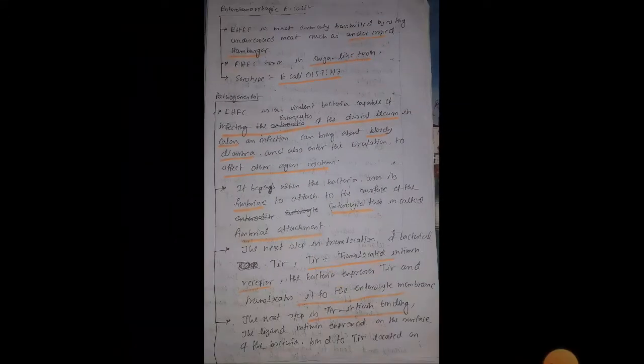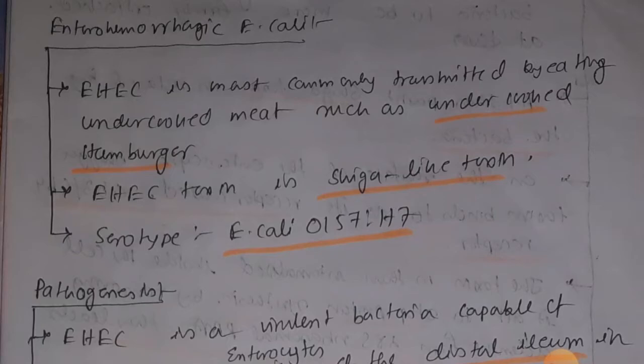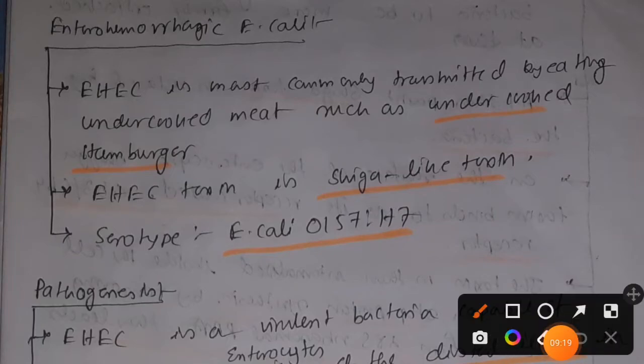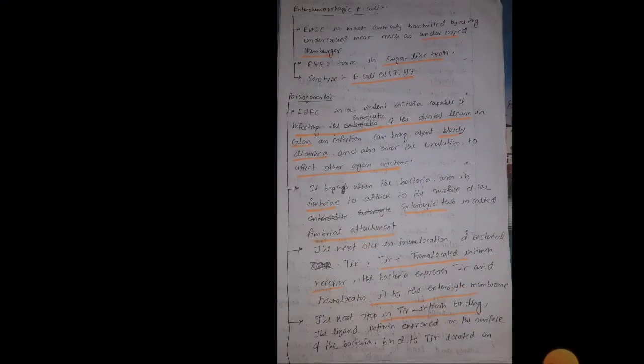Another thing I forgot to mention here is that EHEC produces Shiga-like toxin, meaning that these toxins produced by EHEC have the same mode of action that the toxin produced by Shigella dysenteriae follows. Okay, that is why the name Shiga-like toxin. That means the mode of action that you are learning here will help you to understand the Shigella toxin also.